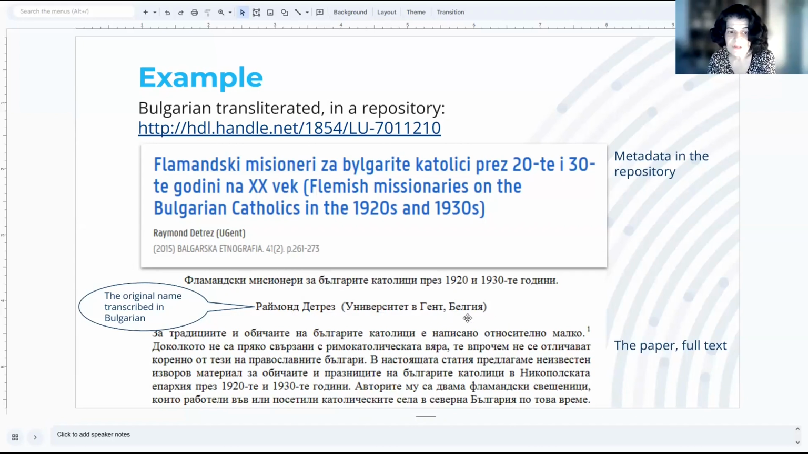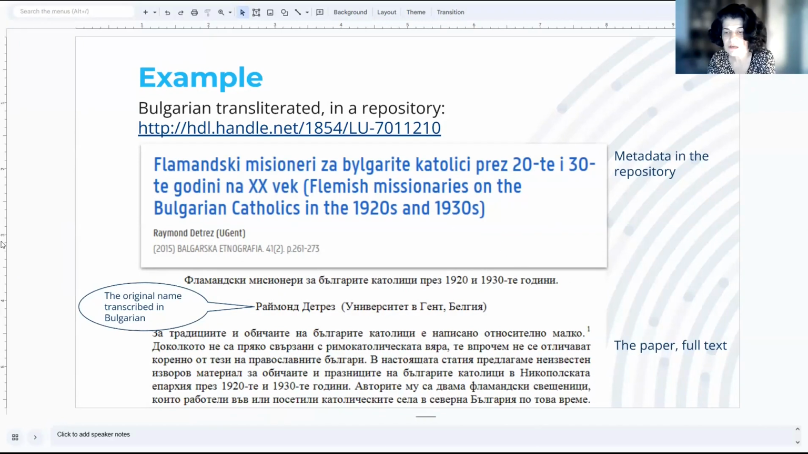And then in the repository, this title is transliterated. It's interesting that in the same repository, we have other papers by the same author, and some of them have titles in Bulgarian, in Cyrillic. So instead of this, it's written in Cyrillic. And also some of them use a different transliteration standard, because there are multiple transliteration standards.